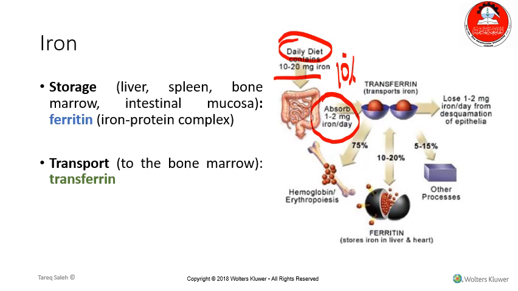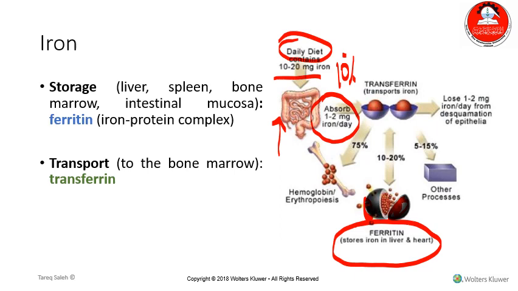Iron is then stored in multiple organs and tissues in the body, starting with the intestinal mucosal cells themselves as it's being absorbed, and then in other tissues and organs such as the liver, the spleen, and bone marrow. And iron is stored in these tissues in the form of ferritin, which is an iron protein complex. Okay, so ferritin is basically a complex of proteins bound to iron. This is how we store iron in these tissues.